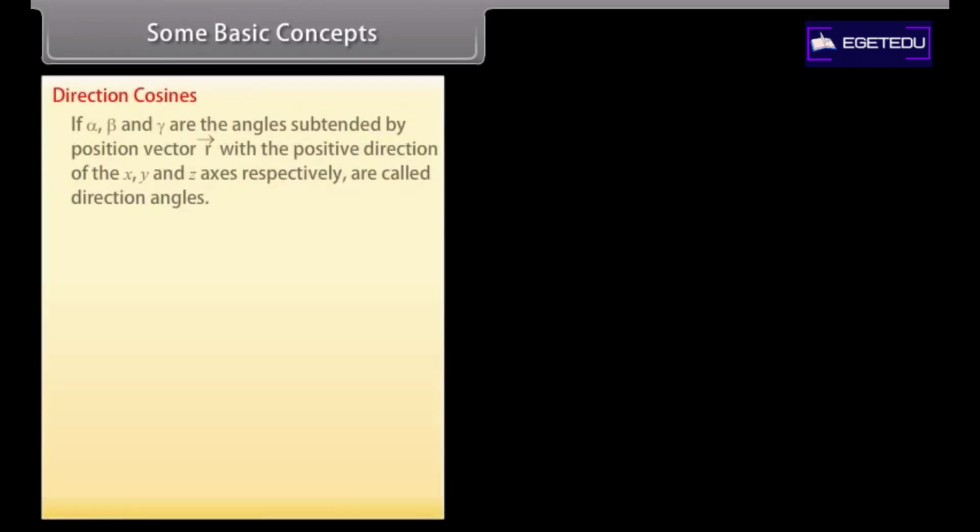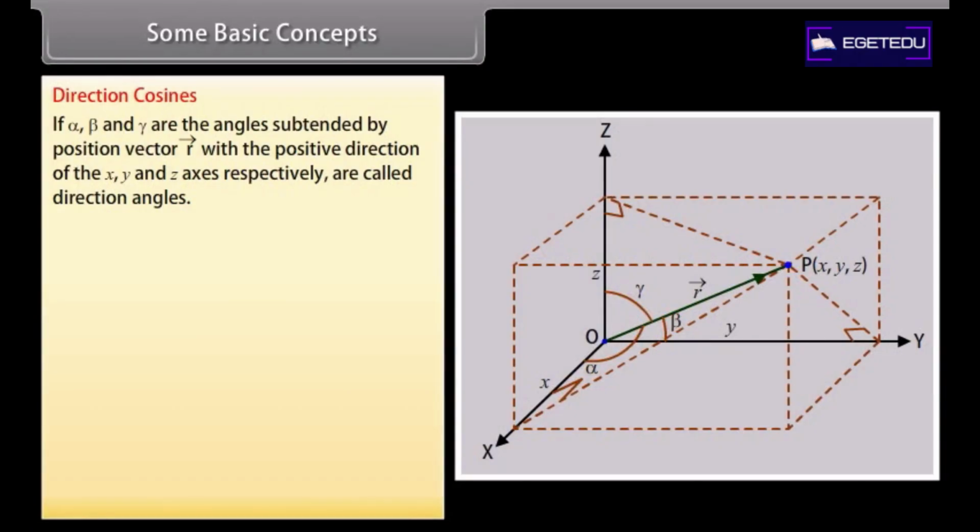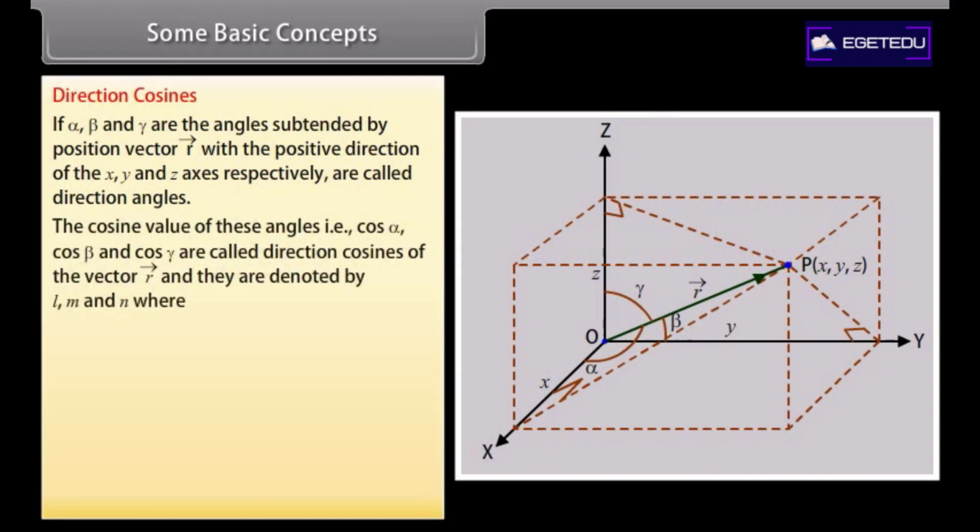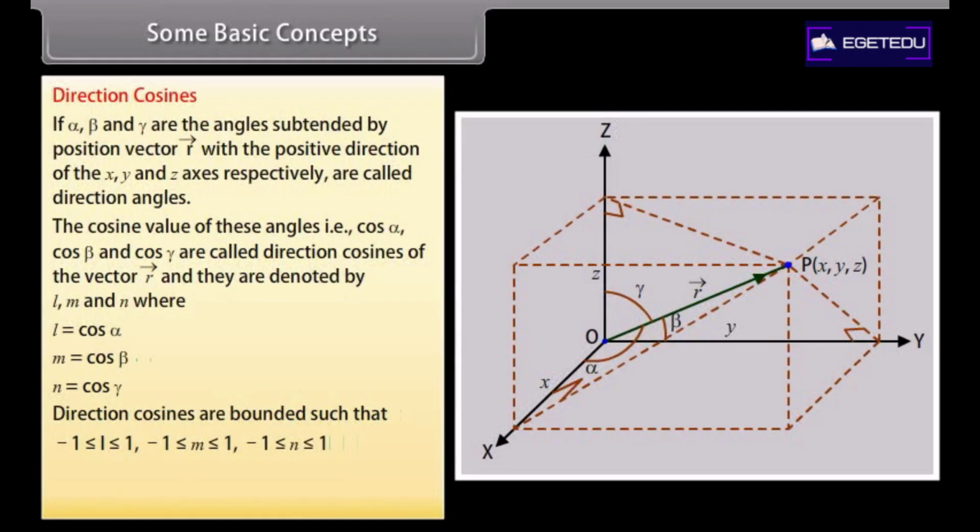Direction cosines. If alpha, beta and gamma are the angles subtended by position vector r with the positive direction of x, y and z axes respectively, they are called direction angles. The cosine values of these angles, that is cos alpha, cos beta and cos gamma, are called direction cosines of vector r and they are denoted by L, M and N, where L equals cos alpha, M equals cos beta, N equals cos gamma. Direction cosines are bound such that -1 is less than or equal to L less than or equal to 1, -1 less than or equal to M less than or equal to 1, -1 less than or equal to N less than or equal to 1, and they are connected by the formula L square plus M square plus N square equals 1.